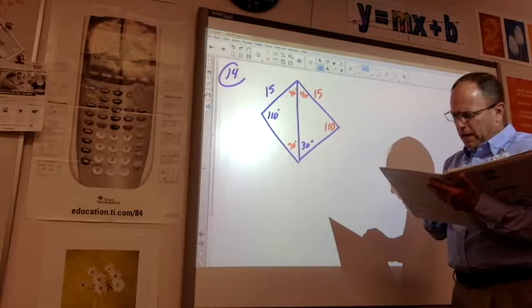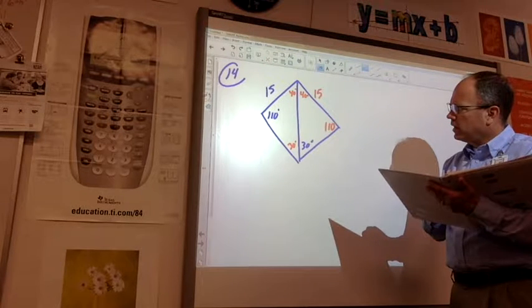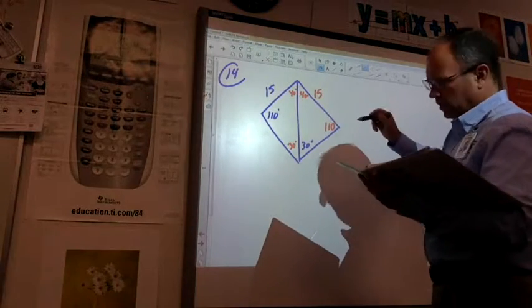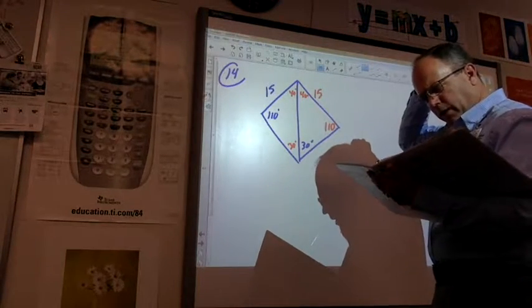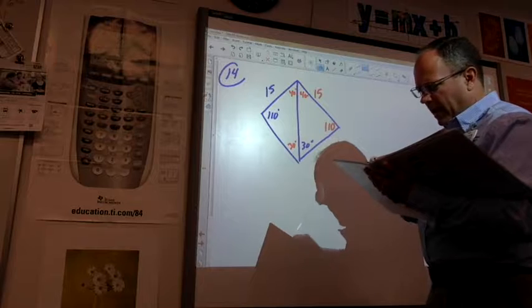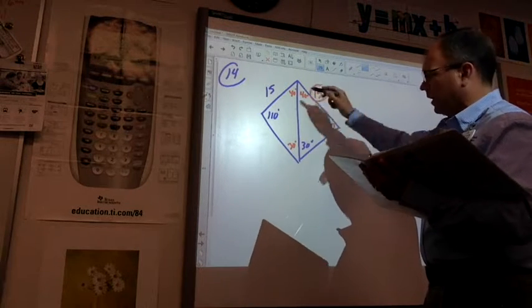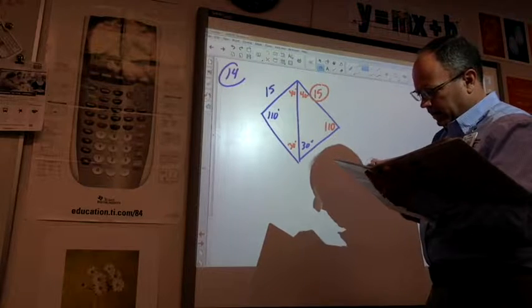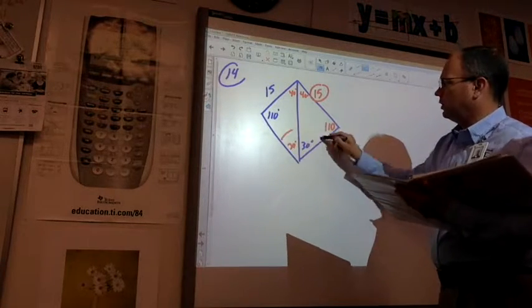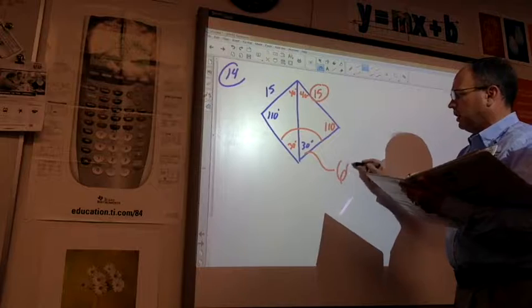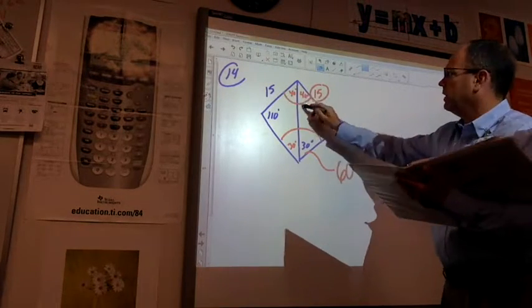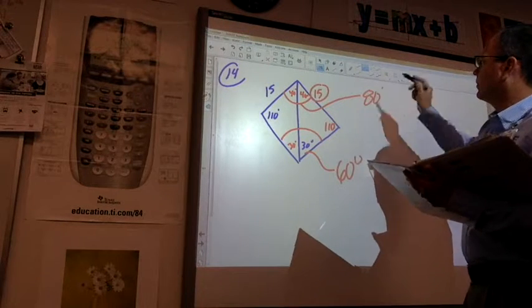Find B to C. Oh, we already found it. And the measure of ADC. So we found BC. It's right here. ADC. So what is this angle? Well, that angle has to be 60 degrees. And ABC, oh, that has to be 80 degrees.